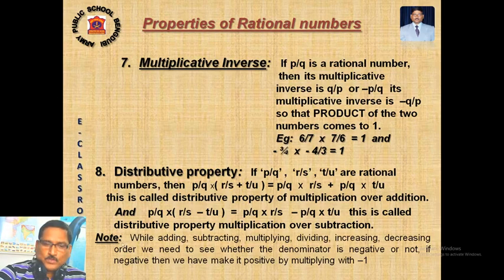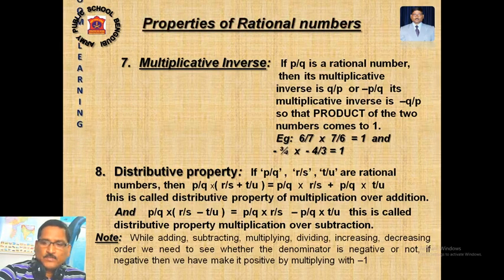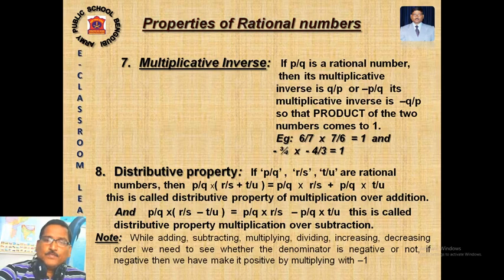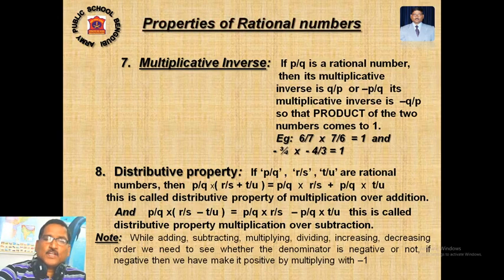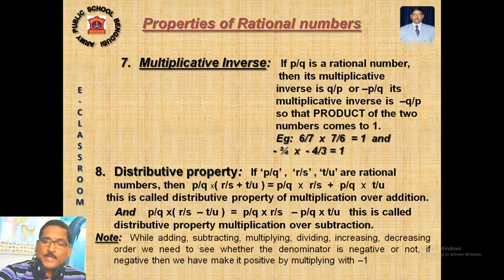One important note I have written here: while adding, subtracting, multiplying, dividing, arranging in increasing order, decreasing order, or any type of work related to rational numbers, one thing we have to note is that the denominator should not be negative. If the denominator is negative, make it positive first, by multiplying by -1 both the numerator and denominator. After that, you start your normal work. Clear? You have to remember in your mind. So before multiplying, adding, subtracting, we have to note whether the denominator is negative or positive. If negative, make it positive, then start your normal work.